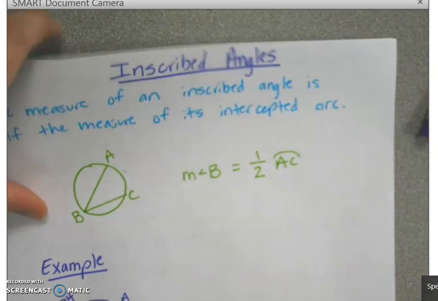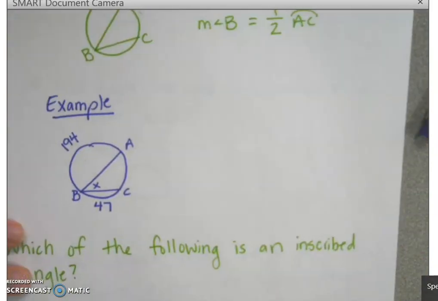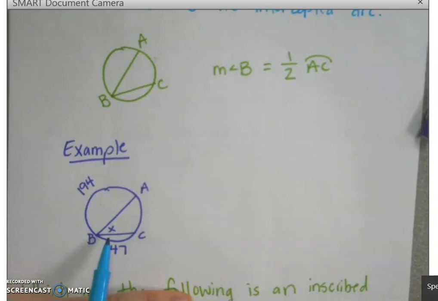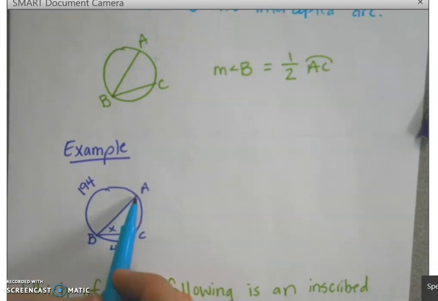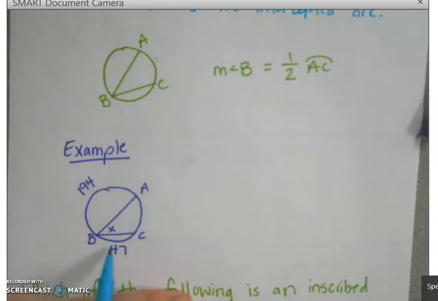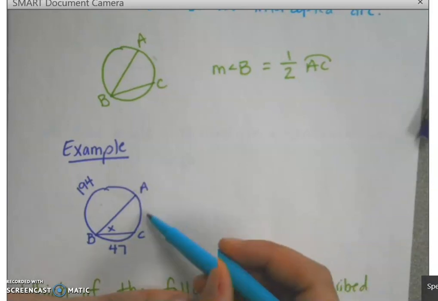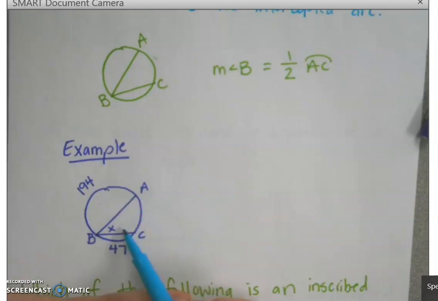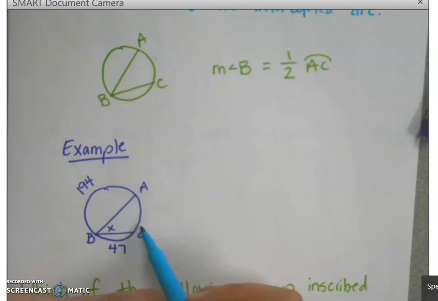So we're going to do this example real quick. So in this example, you're looking for angle B. Notice I gave you major arc AB, which is 194, and minor arc BC, which is 47. But X is half of arc AC. It's half of the arc that's in the middle of the angle. So my angle opens here, kind of like an ice cream cone. Okay, so the arc that's inside the angle is the one that it's half of.